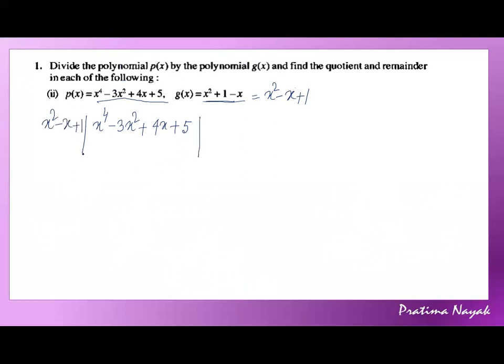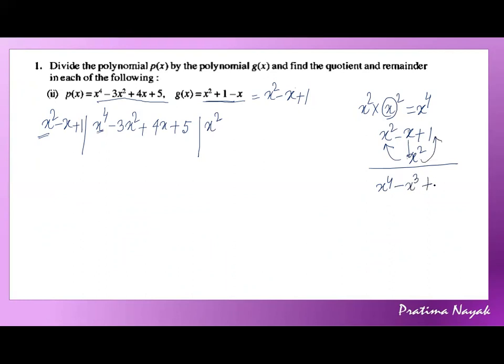Then what next? We'll take the first term of the divisor and the first term of the dividend. So x square, what should be multiplied to get x to the power 4? Certainly it will be x square. As I told, I'll multiply x square in each term of the divisor. That should not be forgotten. So it will be x to the 4, x into x square will be x cube, and there is a negative sign, and x square into 1 will be plus x square.